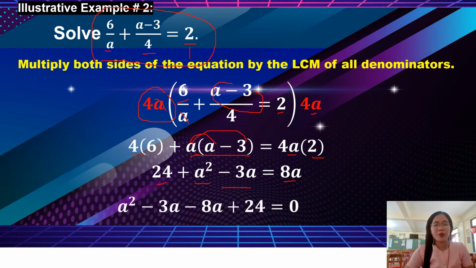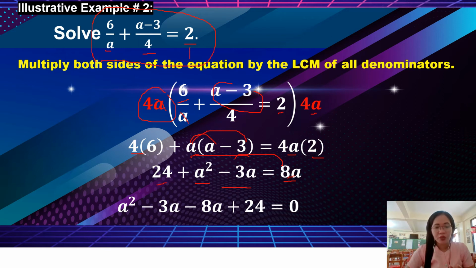Next, we're going to add common terms, then arrange it to its standard form. So we have a squared first, then negative 3a. Then a, since it is on the right side of the equal sign, we are going to transpose it to the left side and it becomes negative. Then copy 24 equals a.